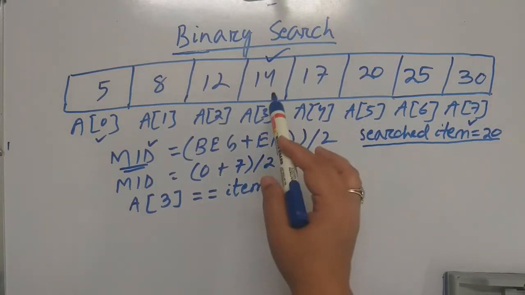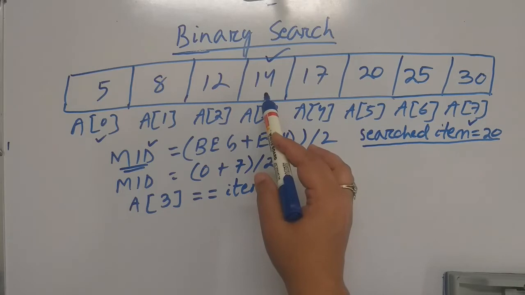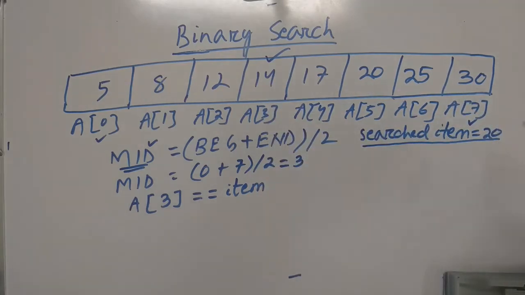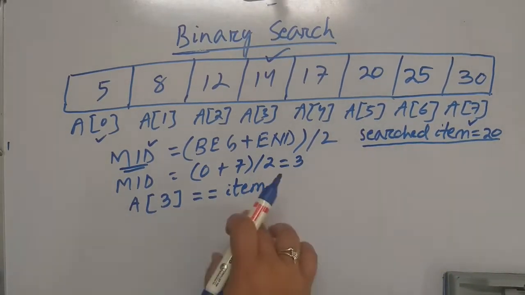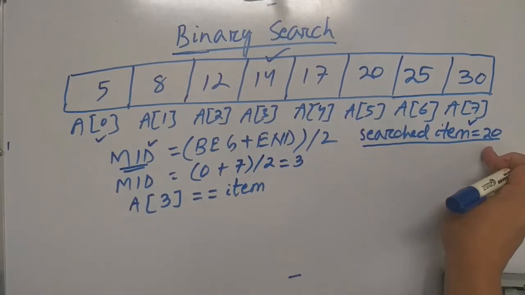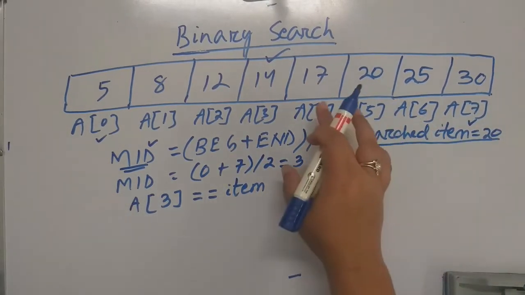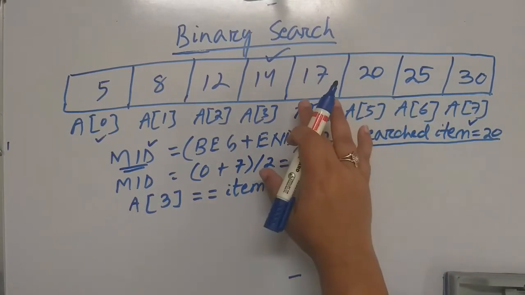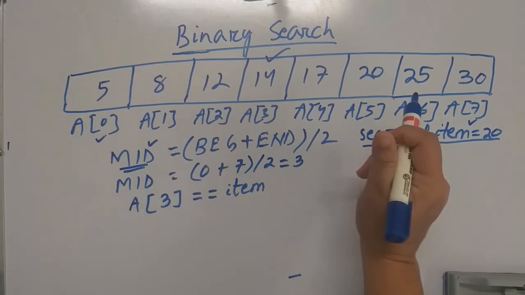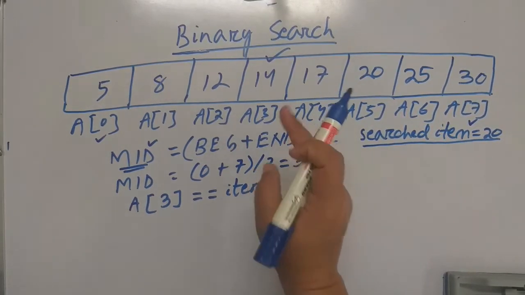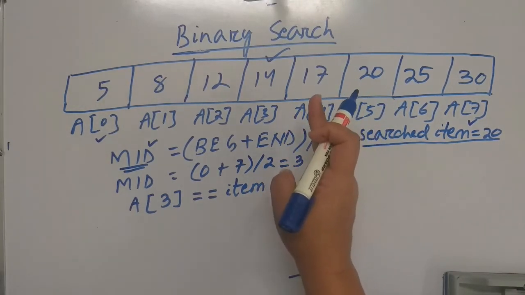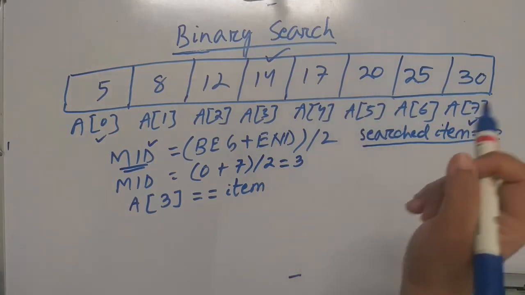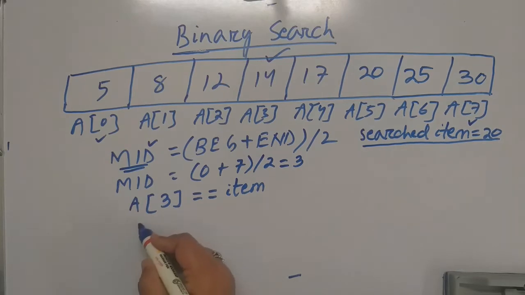That means the mid position element, which is 14, is less than the searched item. So our logic says that if the mid position element is less than the searched item, then we search the right portion, that means the right side of the list. From that right side, we take the mid plus one element as the first element, as the beginning element, and the end stays as it is. So mid plus 1 is the begin here.